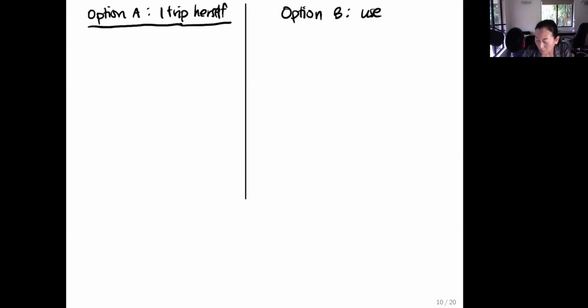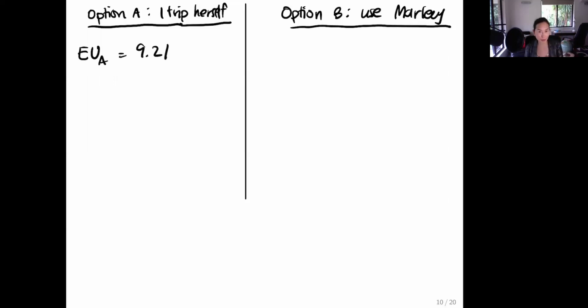Okay, but with option A you already know what the answer is, right? So you know the value. Option A, one trip by herself. Option B, use Mali service. With option A, you already know that the expected utility of option A is equal to 9.21 from the previous question.